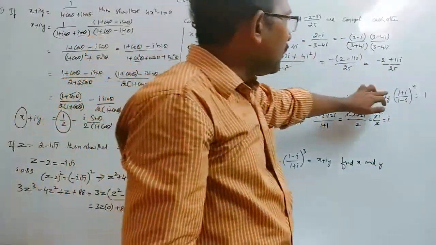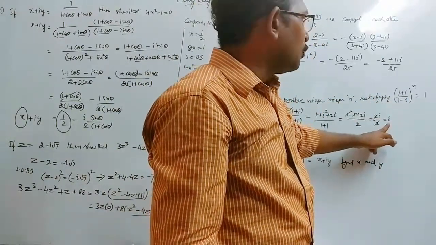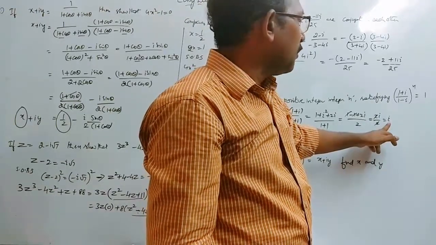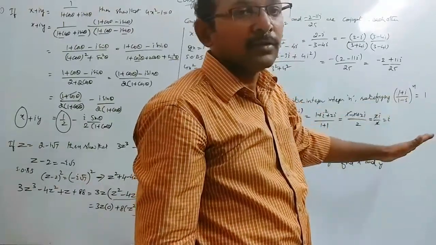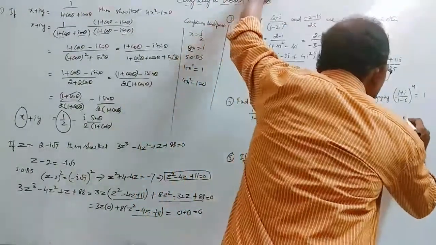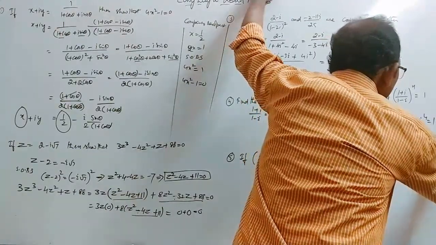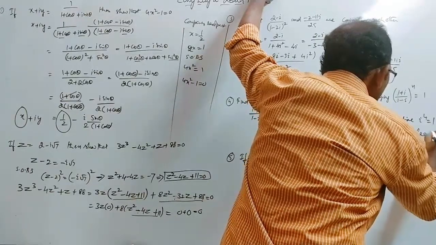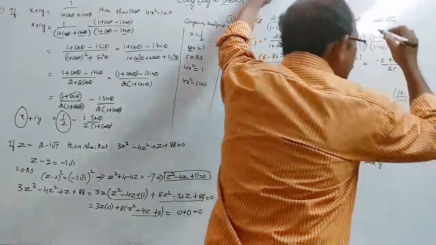Therefore, the given (1 plus i) by (1 minus i) becomes simply i. And we know that the least positive integer power of i which satisfies i power n equal to 1 is 4, since i power 4 is equal to 1. Therefore, in this case, n is equal to 4 is the least positive integer, n is equal to 4.